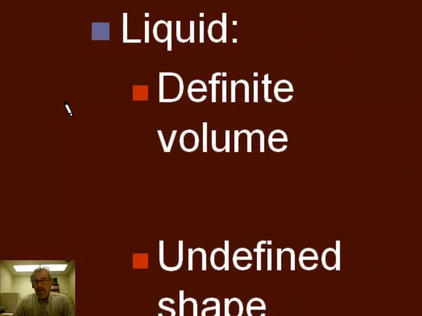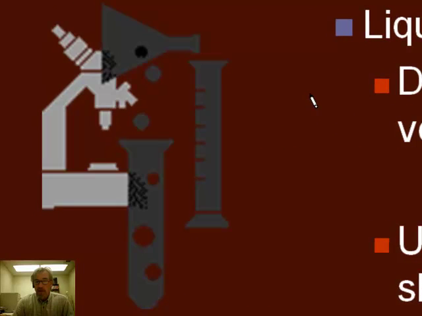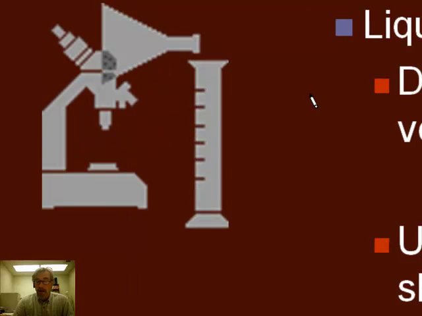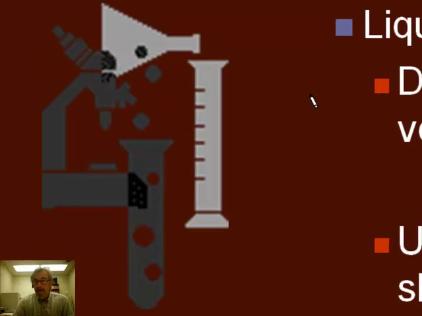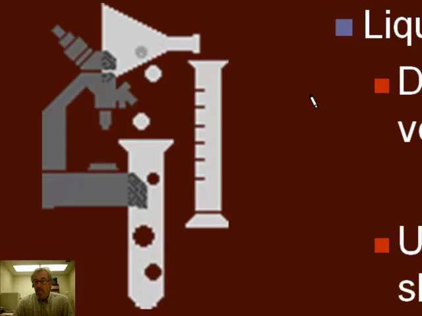Liquids have a definite volume, but they don't have a defined shape. So if I have 300 milliliters of liquid and I put it in a test tube, or I put it in a beaker, or I put it in a flask, or I pour it on the floor, it'll always be 300 milliliters. Its volume is defined, but its shape will be whatever shape the container is that it's in.